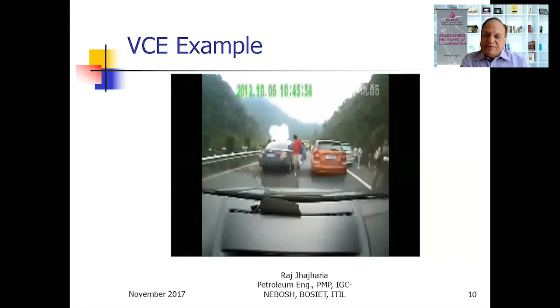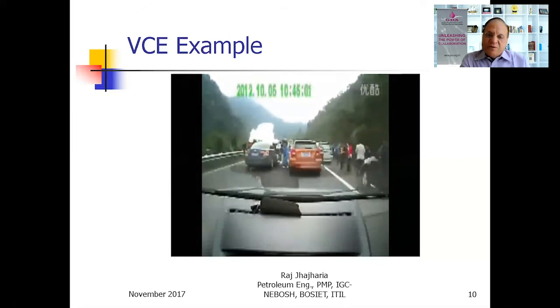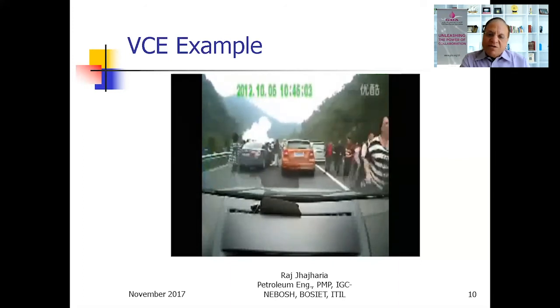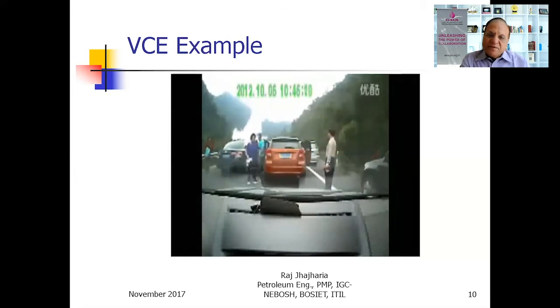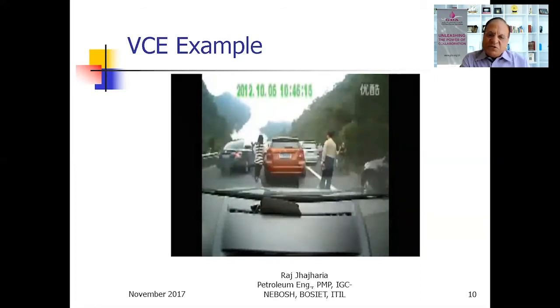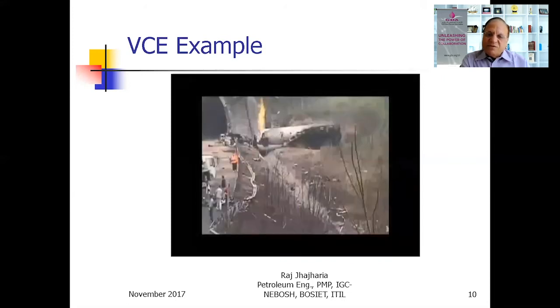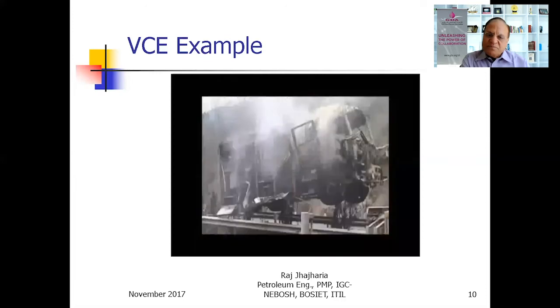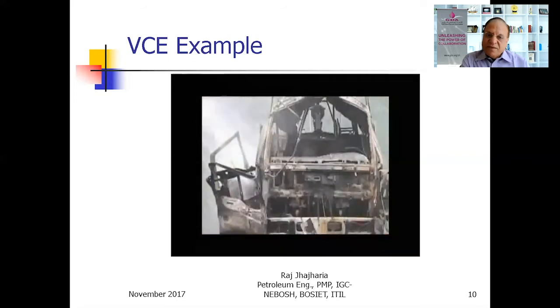People are not taking it seriously. Look how people are going back to take their things. It looks as if it will take several minutes to reach. They think they have a lot of time. And see. Now this is the after effects of the explosion. And all of this happened in a few seconds. This is the severity of this vapor cloud explosion.